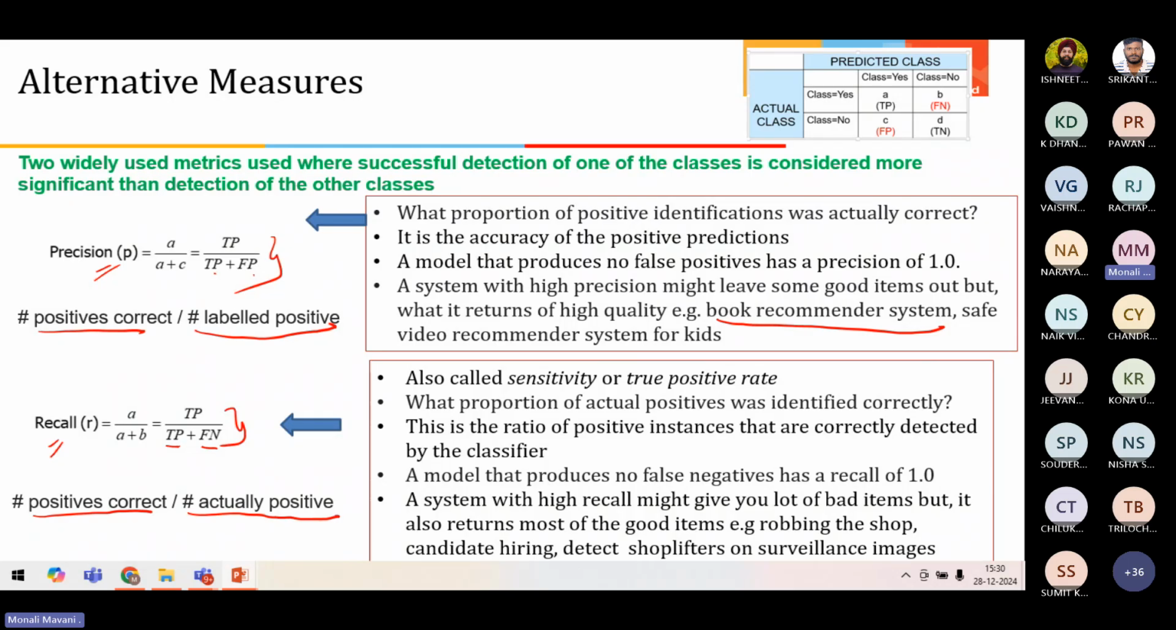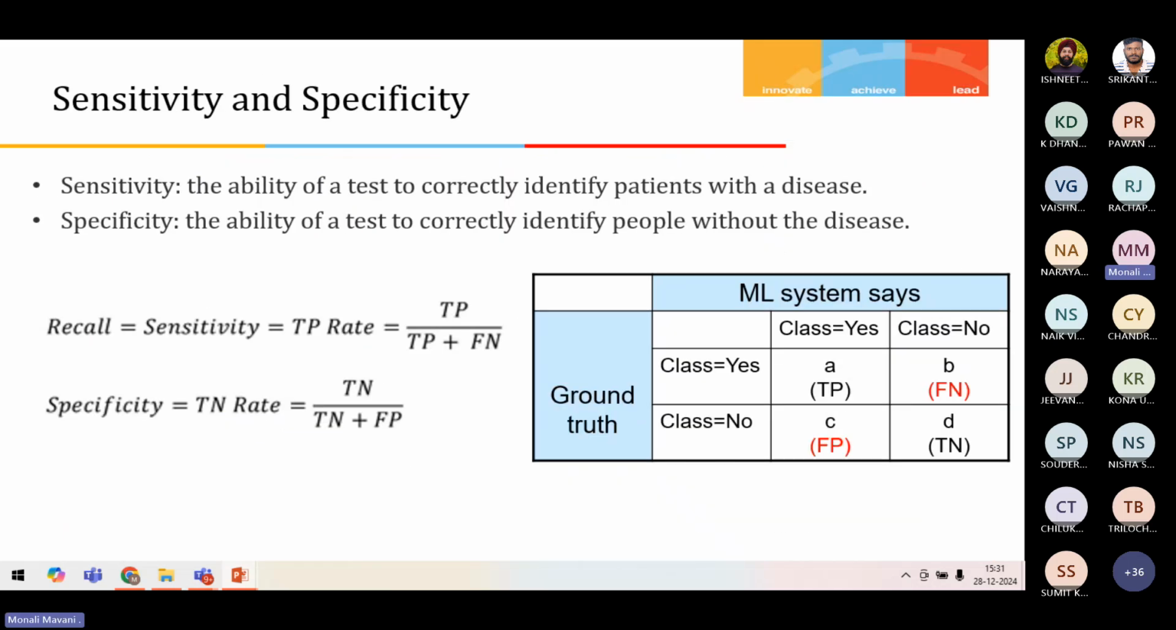Recall is sometimes also known as sensitivity or true positive rate, the other name, because you can say it is how sensitive your system is. When I say recall of 1, that means no false negatives. Precision of 1 means no false positives. This way, there is no single answer for which is good, precision or recall.